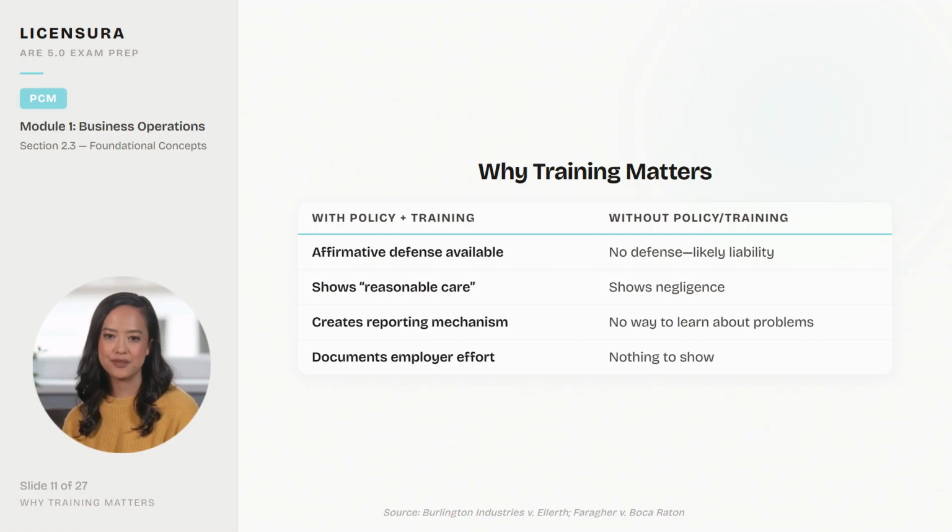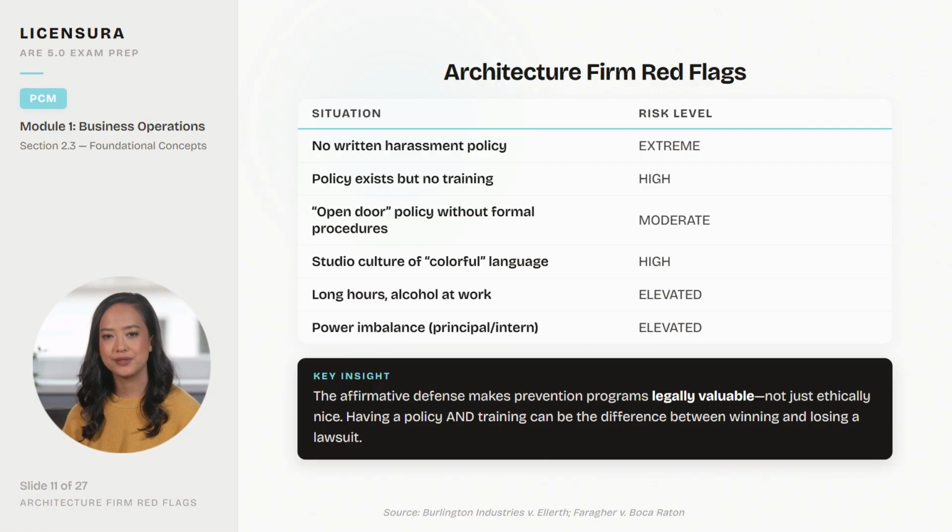This is why harassment training isn't just a nice thing to do. It's legally valuable. Having a policy plus training shows reasonable care. Without them, you've got nothing to present to a court. It's the difference between having a defense and not having one.